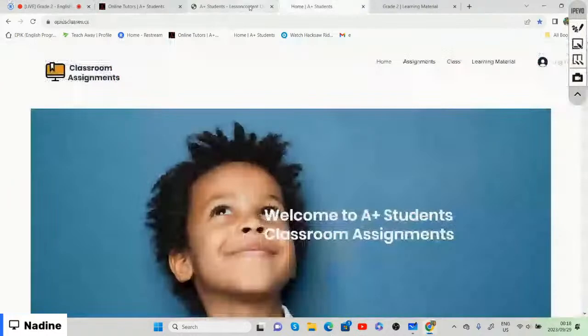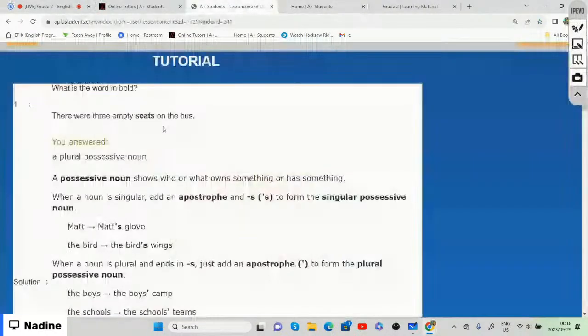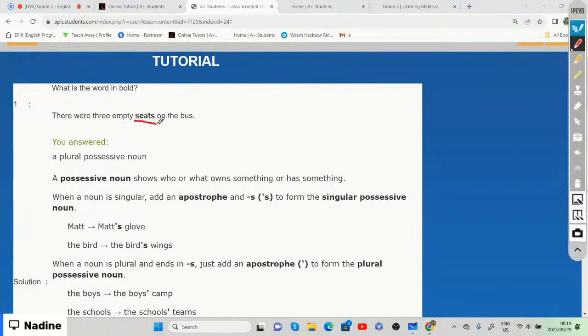All right. So now, if we look at the word in bold, what is the word in bold? There were 3 empty seats on the bus. So the word seats, is seats plural? Is it plural possessive? Is it singular possessive? We need to say what seats mean.